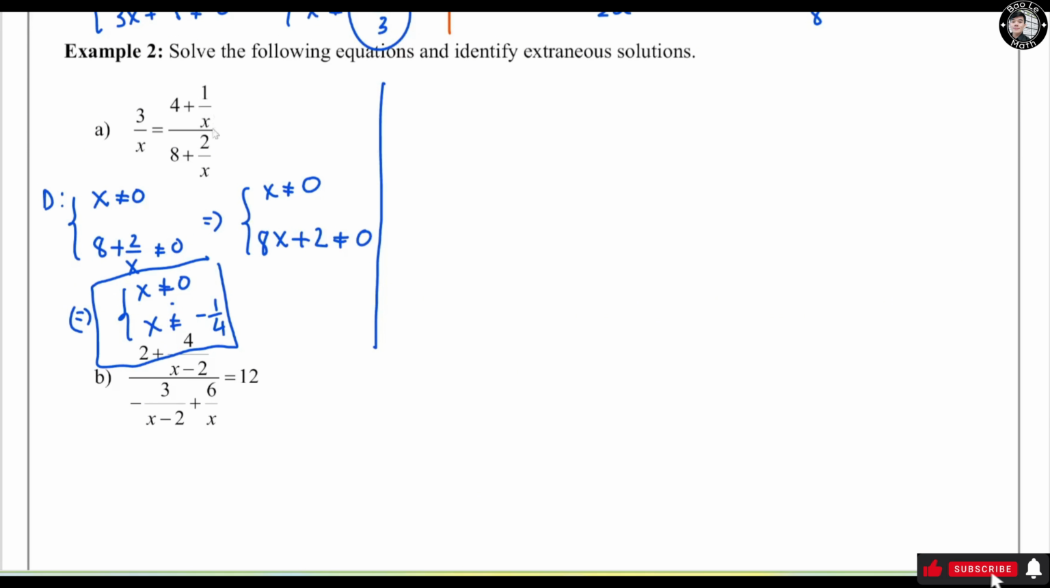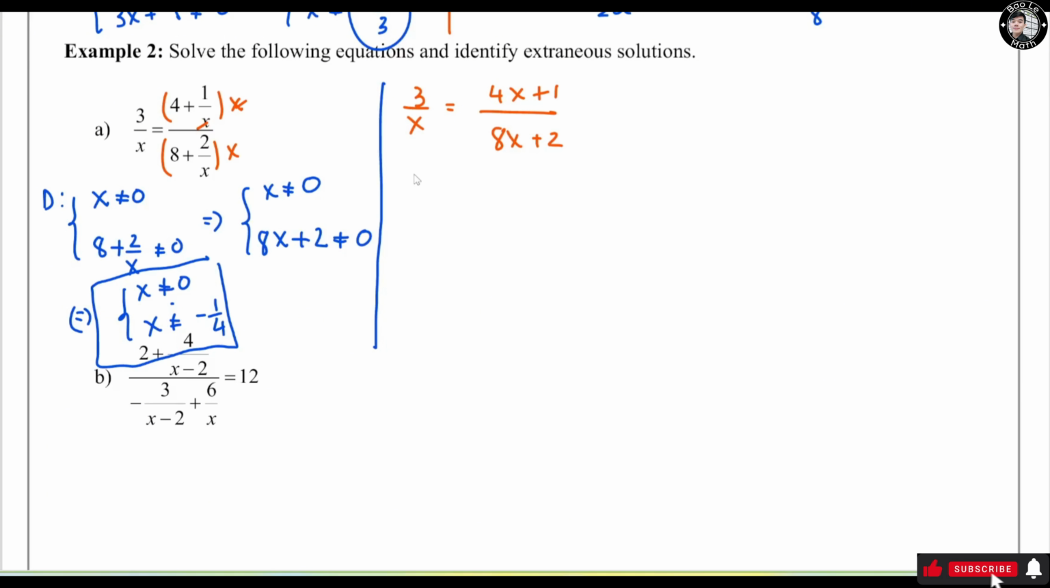Now to solve this one, we just multiply the numerator and the denominator right here by s. So we have 3 over s equals 4 times s, could be 4s. This cancels out, so it could be plus 1 over, similarly, 8 times s plus 2.